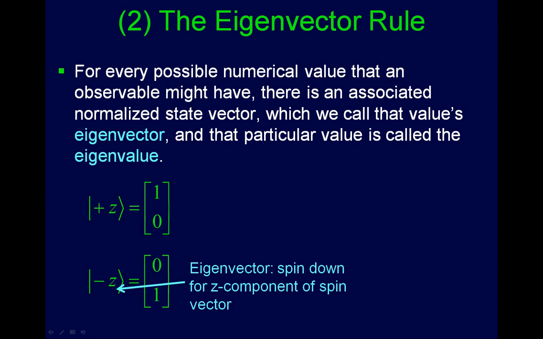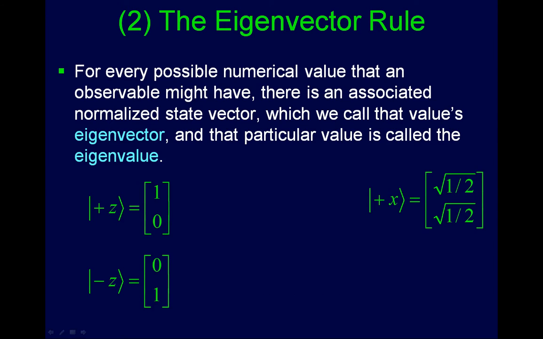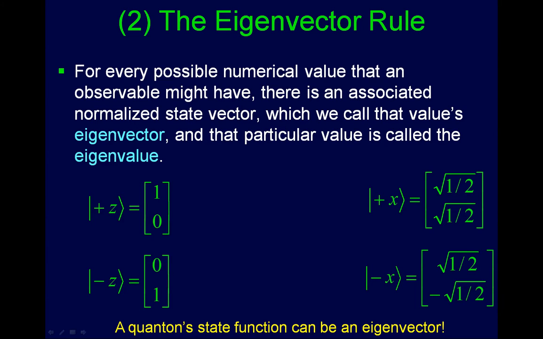Now, this is the spin down for z component. We can also do this experiment, of course, along, say, the x direction and the y direction. We'll talk more about the y direction later, but today here are the two eigenvectors for the x direction. We'll talk more about where these come from, but now we're just going to treat them as knowns and try to use them to do some different things. Now just one thing to note, a quantum state function can be an eigenvector. So for instance, if you've measured spin up in the x direction, this will at that moment be your state vector.